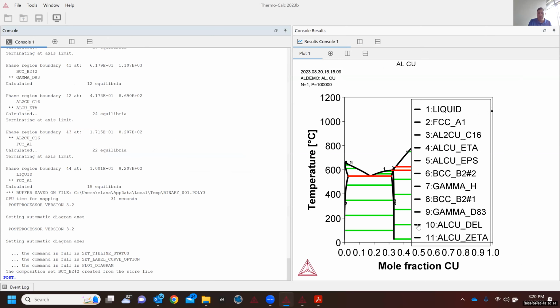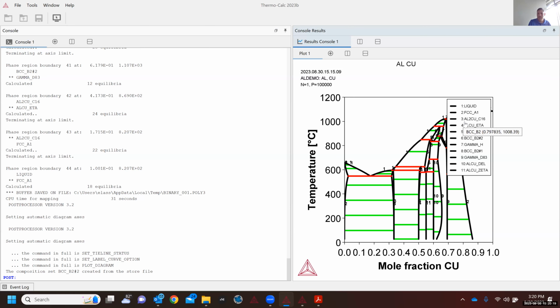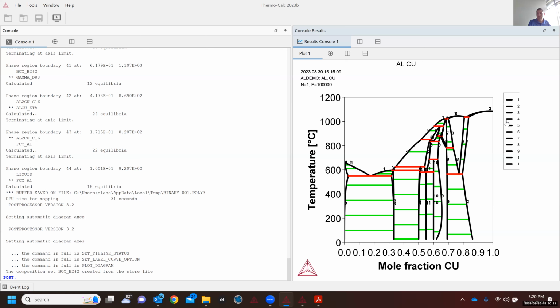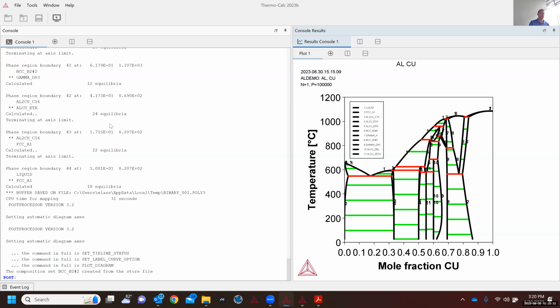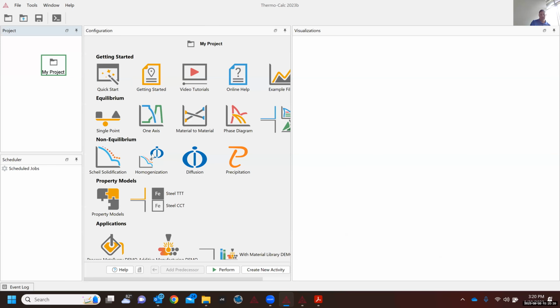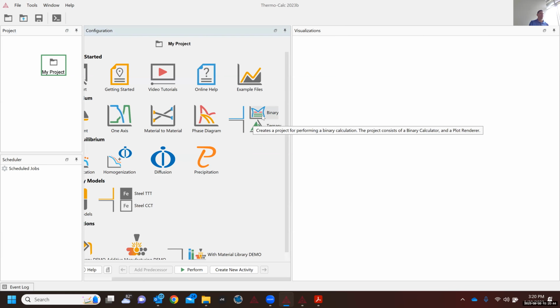You go back over here. Hey, look at that. We can get the same exact thing from our bin diagram. So if you're just looking at a simple binary phase diagram, you can use bin or binary. I think you actually have the same option. So this button right here is bin. That's the binary phase diagram.